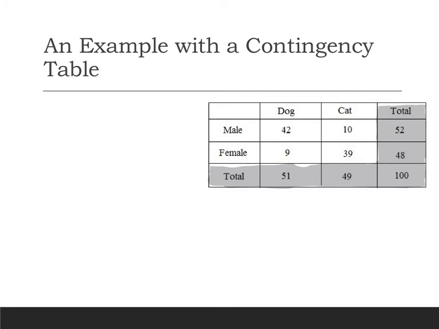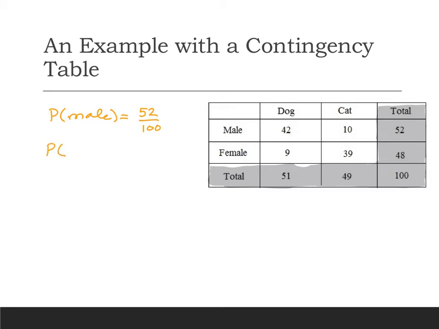Okay, good enough. So what we're going to do is look at a few probabilities. First of all, in a contingency table, let's say I wanted to know what's the probability that I select a male. Well, the way I read my contingency table is to read across that row. So male would be a total of 52 out of 100.